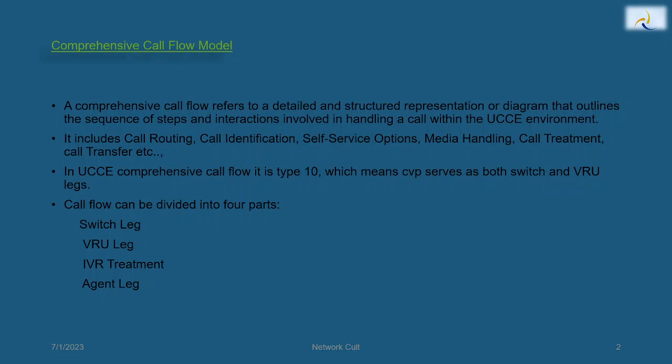In UCCE, comprehensive call flow is type 10. Other call flow models like standalone is a type 3 call flow model. It is type 10 because CVP serves as both switch and VRU leg. Call flow can be divided into four parts: switch leg, VRU leg, IVR treatment, agent leg. Let us see all four call legs one by one.